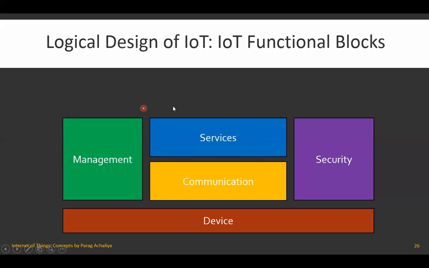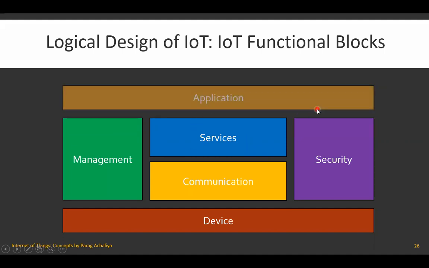And at the top of these IoT functional blocks, there will be one more layer, that is your application layer. All the IoT applications are going to use the management, services, communication, and security of your IoT devices for that particular IoT application. So these are two parallel layers, application and devices, which are going to use all those intermediate levels of your IoT application. That means your management, services, communication, and security.